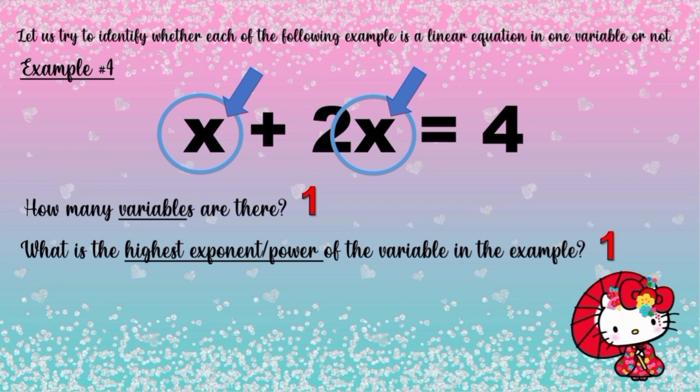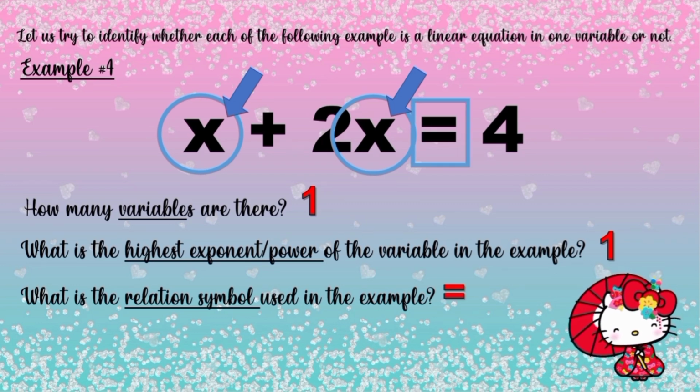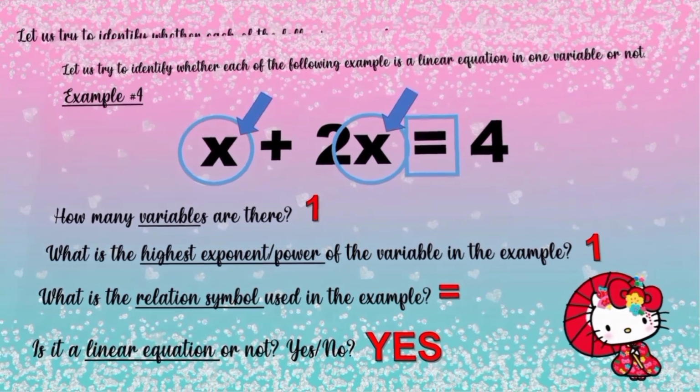We have only 1, first, because they are similar terms. Second, because of the operation. x plus 2x is equivalent to 3x. What is the relation symbol used in the example? We used the equal symbol. Is it a linear equation or not? Yes, this is an example of a linear equation.